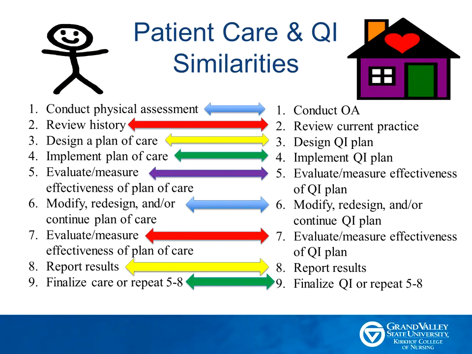Either you finalize it, or you often have to repeat it 5 to 8 times to either experience improvement in the individual's health, or if they're terminal, they pass away. Or number 9, you seek and find improvement in the healthcare system. So a lot of this you already know. You're just doing it at a broader scale, and some of the terms that we use are a little bit different for QI.